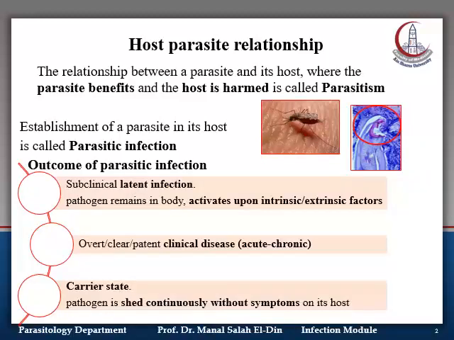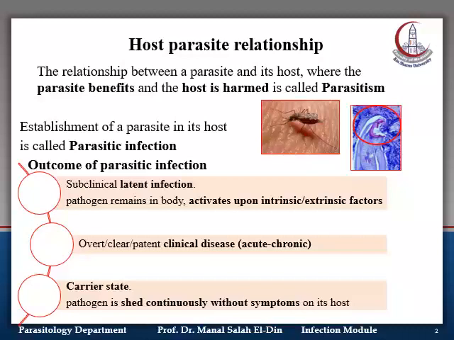Okay? If you look at these two pictures here, this is the mosquito. It is a bloodsucker, and if you look carefully, her body is red. It's full of blood from this patient. And the second, it is a roundworm. By its mouth, it is eating from the intestine and taking its blood meal, causing intestinal erosion in the intestine of man. So the parasite benefits and the host is harmed.